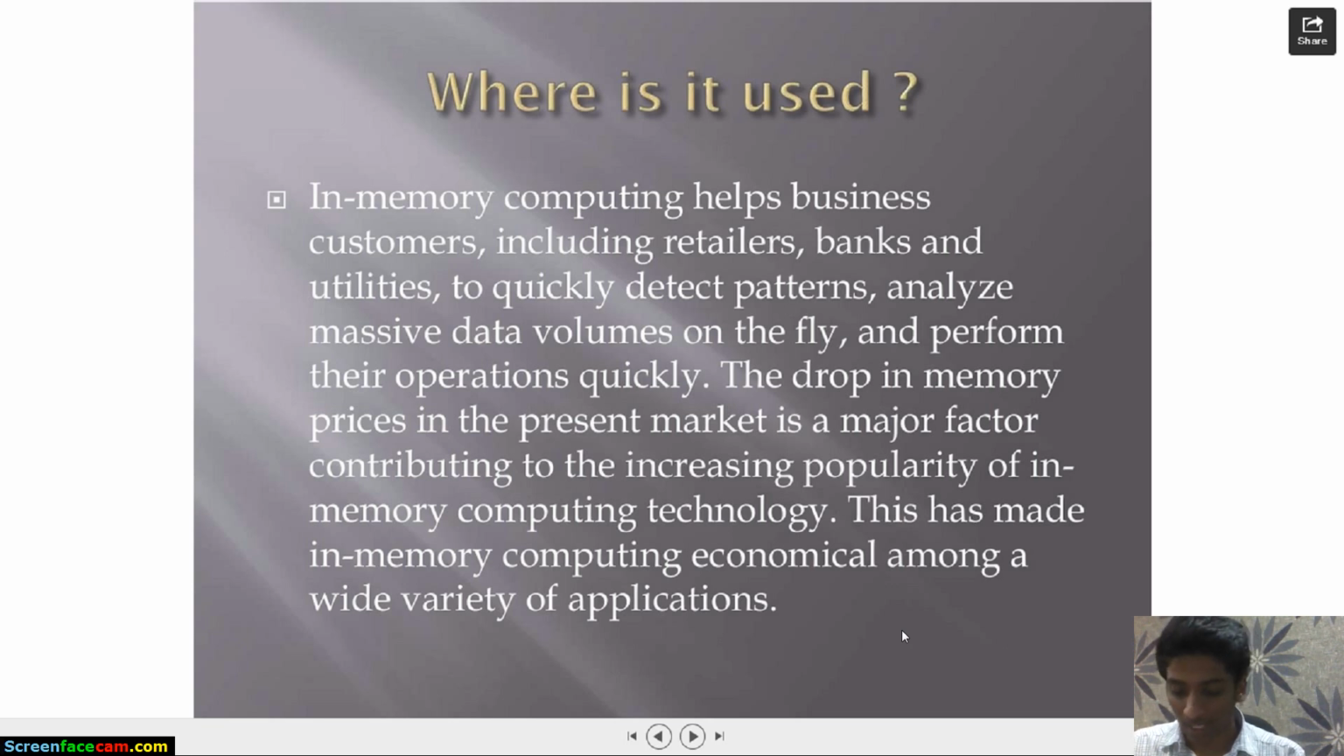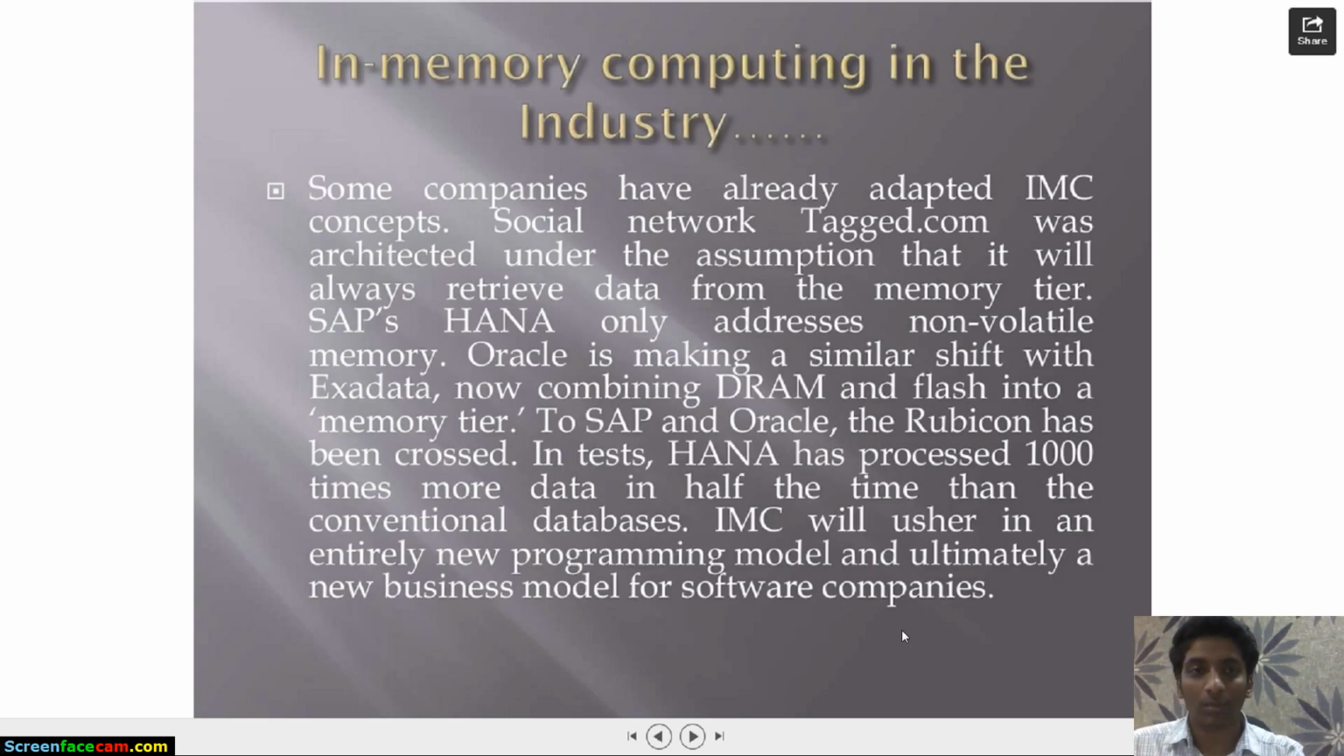Similarly, medical diagnosis also. Moving on, we have in-memory computing in the industry today. As of now, in-memory computing is one of the latest technologies being implemented. Some of the companies which have already adopted in-memory computing concepts: the social network tag.com was architected under the assumption that it will always retrieve data from the memory tier. SAP's HANA only addresses non-volatile memory. Oracle is making a similar shift with Exadata, now combining DRAM and flash into the memory tier. To SAP and Oracle, the Rubicon has been crossed. In tests, HANA has processed around 1000 times more data in half the time than conventional databases.